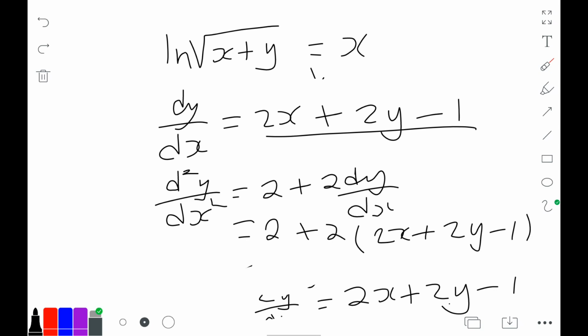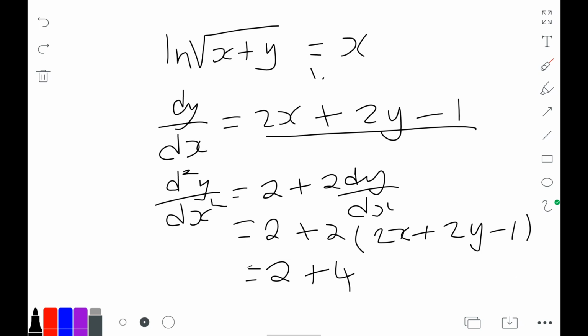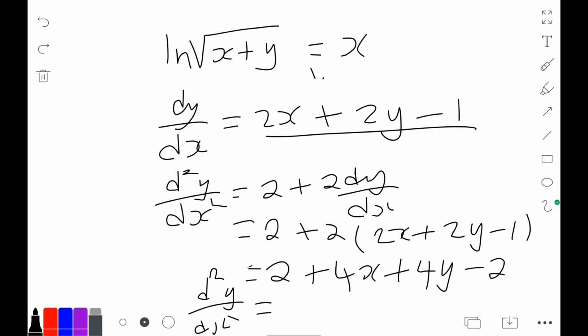This is equal to 2 plus 4x plus 4y minus 2. Then the final answer for d squared y over dx squared, this will cancel with this one, is 4x plus 4y. It is the same answer we got before.